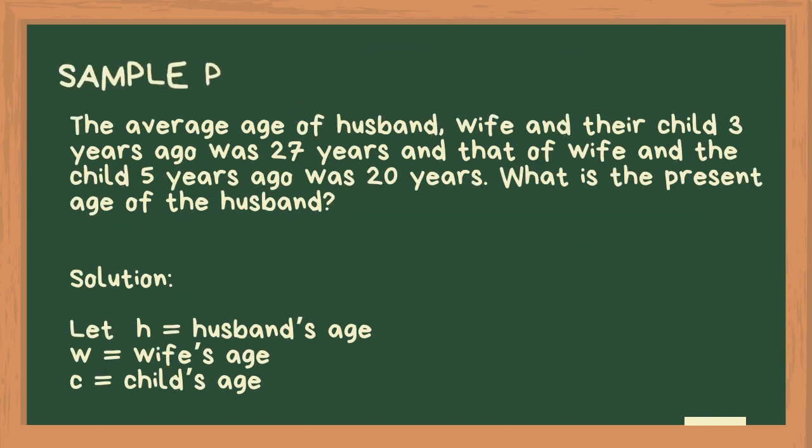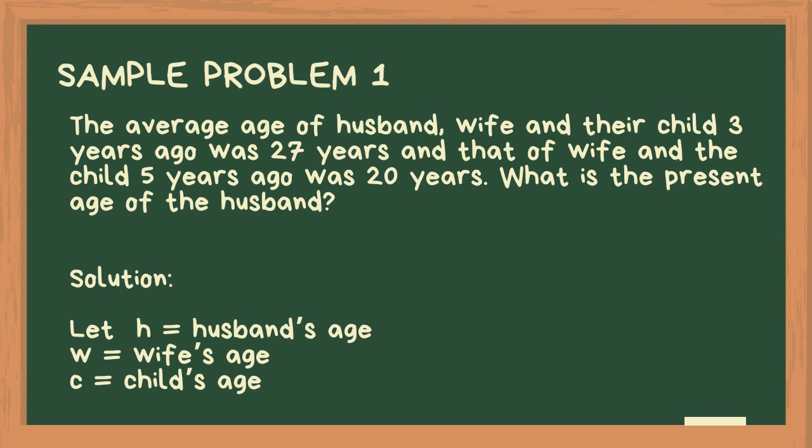So let's begin. We will have this sample problem number one. The average age of husband, wife, and their child 3 years ago was 27 years, and that of wife and the child 5 years ago was 20 years. What is the present age of the husband? From this problem, we are trying to find the present age of the husband.